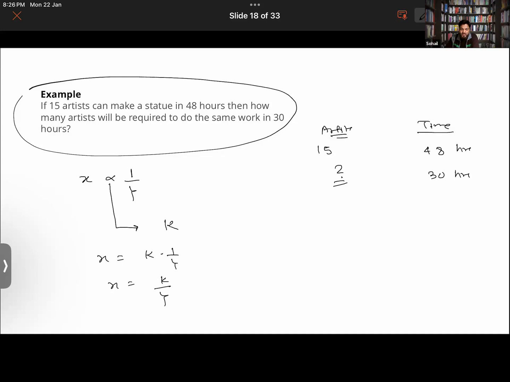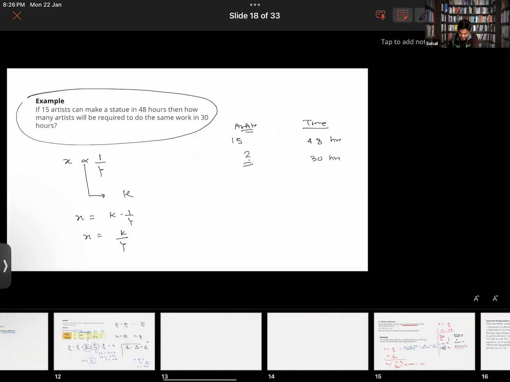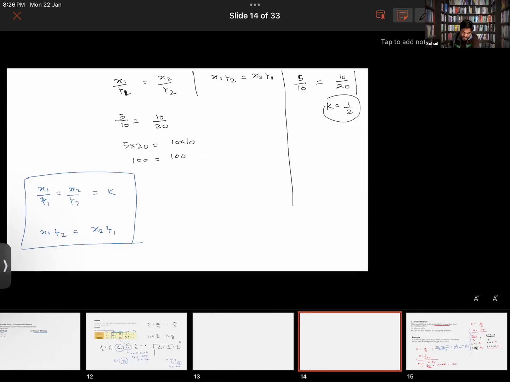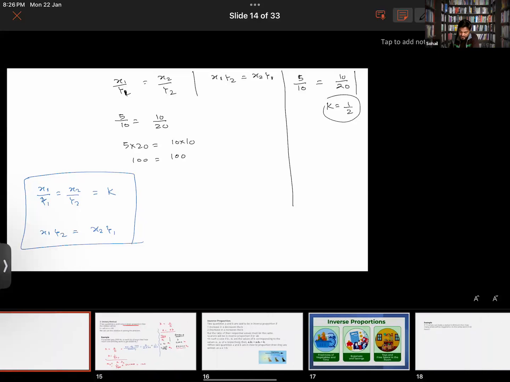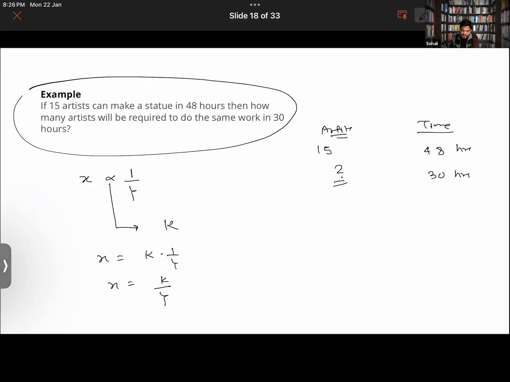X equals k upon y. While in direct proportion, we were having x upon y equals k. But here you are having x equals k upon y, or we can say k equals x into y.